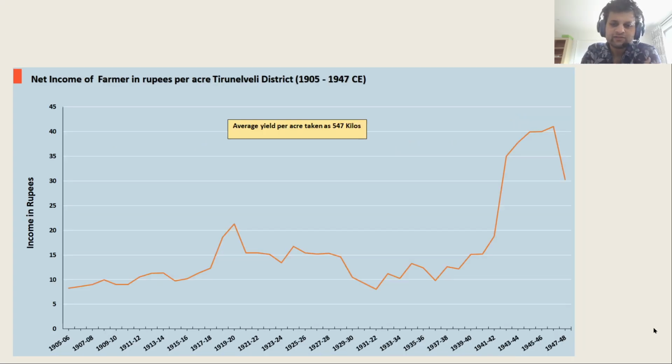Okay, so the next one. The net income of the farmer. So you can see that this stays somewhere between 15 and 30 rupees on an average.